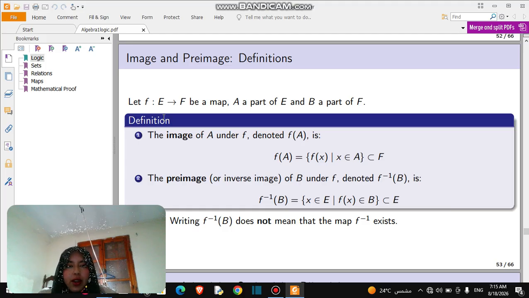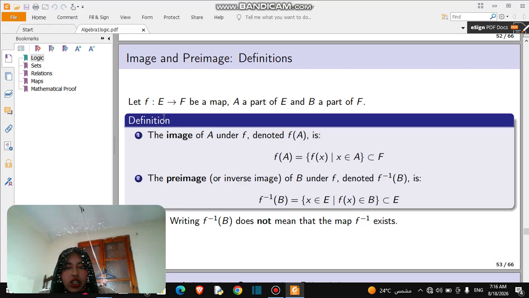Image and definition. What is an image? The image of A under f, denoted f of A, where A is a part of E. If we take the image of a part A, it equals f of x for all x in A, in the whole space F.